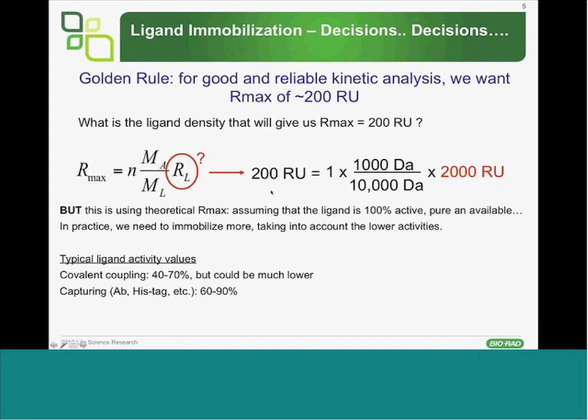So once we know this, we know how our chip works, then we know how much ligand to put in, and in this case, the guess would be anywhere between 3,000 and 6,000 RU of ligand, and this, as I said, really depends on the way of binding. Usually the covalent coupling, amine coupling, has a lower efficiency. It means that more of the ligand will be inactive, while specific binding through tags will have a higher efficiency of activity.